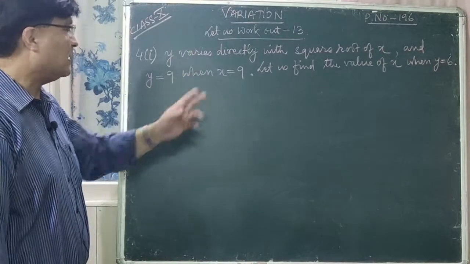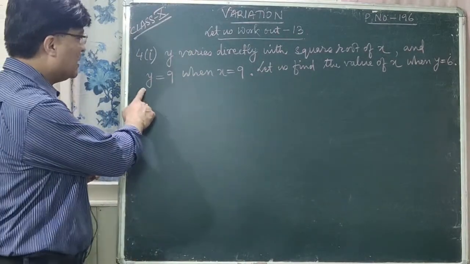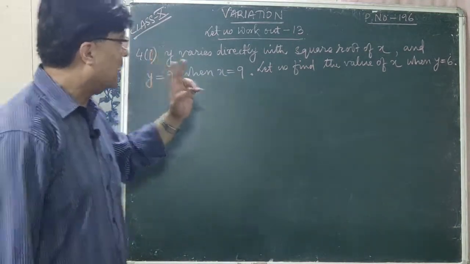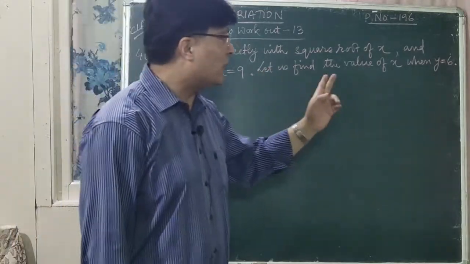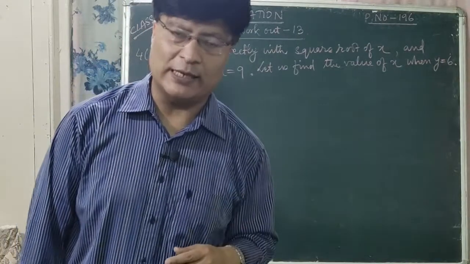Okay? And it is also given that the values of y and x are given. Y is equal to 9 when x is equal to 9. Okay? And now let us find the value of x when y is equal to 6.